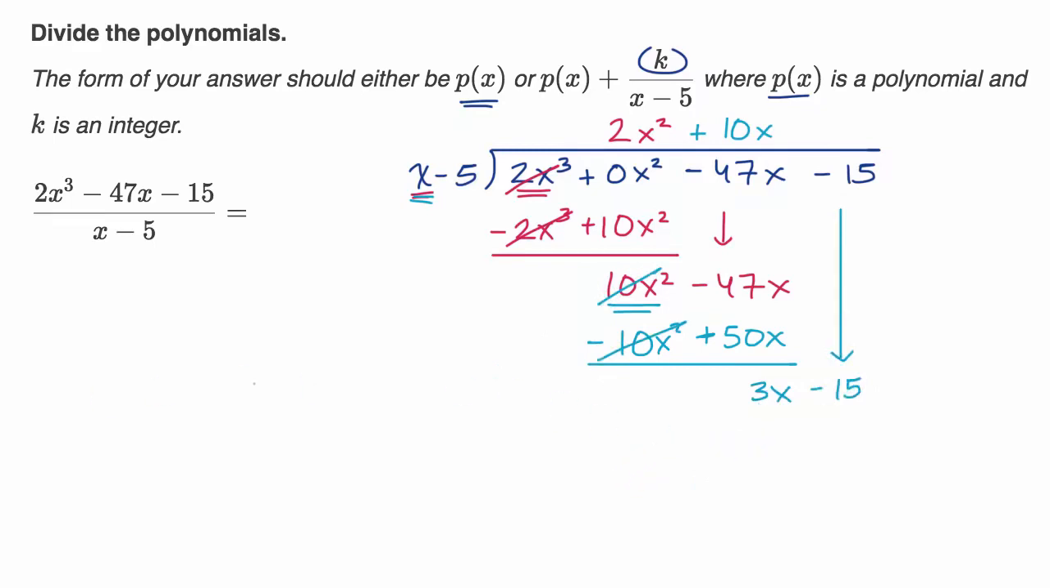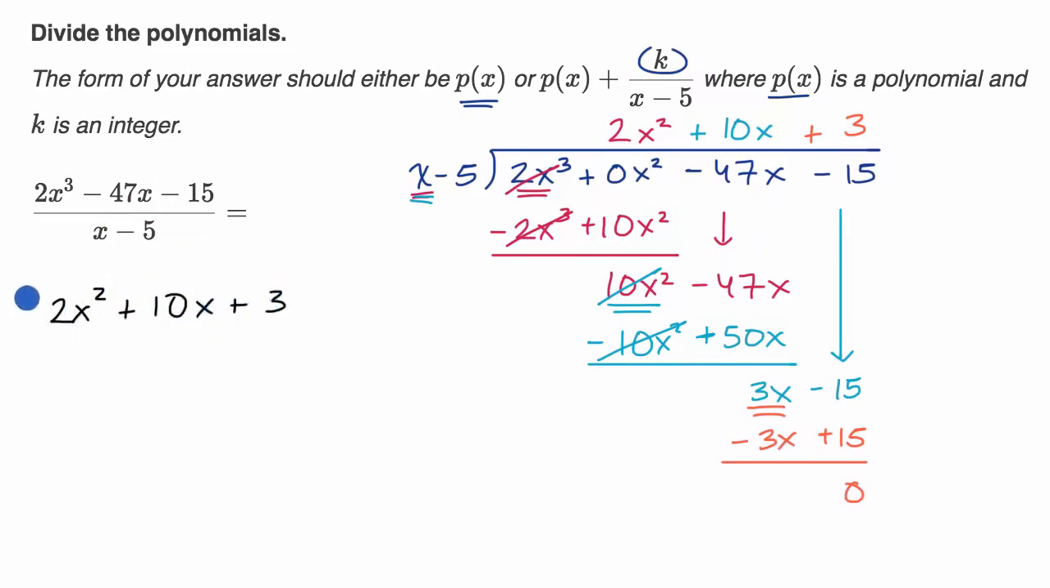All right. x goes into 3x how many times? It goes 3 times. 3 times negative 5 is negative 15. 3 times x is 3x. We want to subtract the orange from the teal. And so this becomes a negative. This becomes a positive. Negative 15 plus 15 is 0. And 3x minus 3x is 0. So you're just left with 0. So no remainder. So this whole thing you could re-express or simplify as 2x squared plus 10x plus 3.